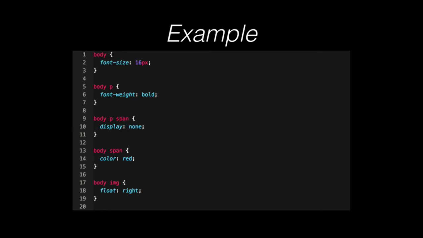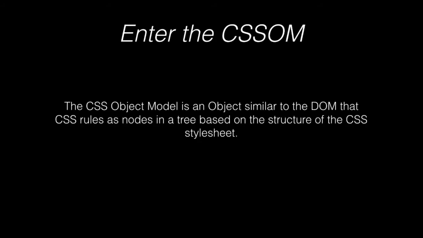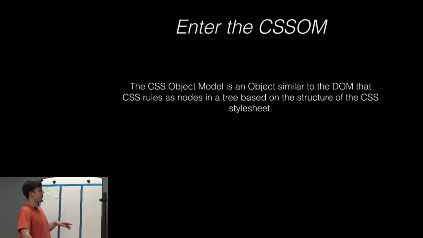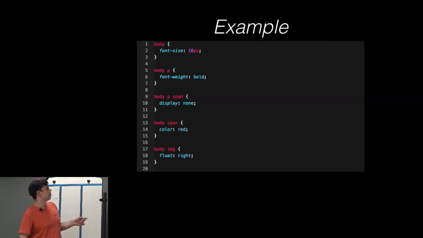So you might have something like body, font size 16, body span color red. And this might not make a lot of sense right now, but it also gets parsed into this object similar to the DOM called the CSSOM. The CSS object model is an object similar to the DOM that has CSS rules as nodes in a tree based on the structure of the CSS style sheet. So if we look here, we can see that we have these different rules here.